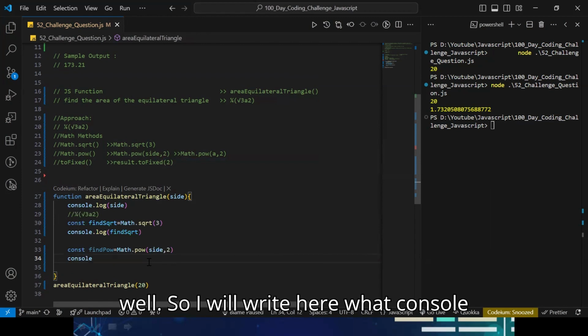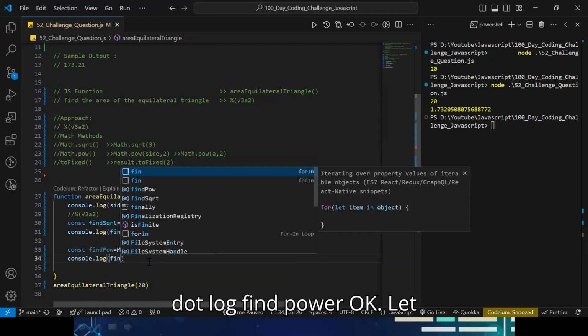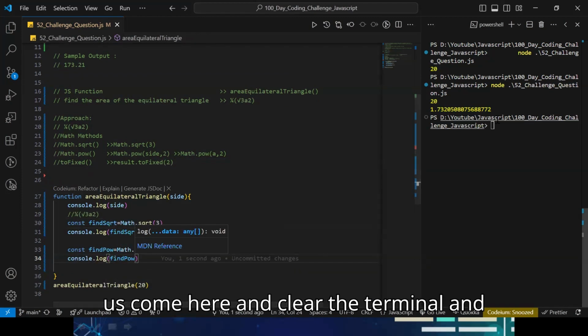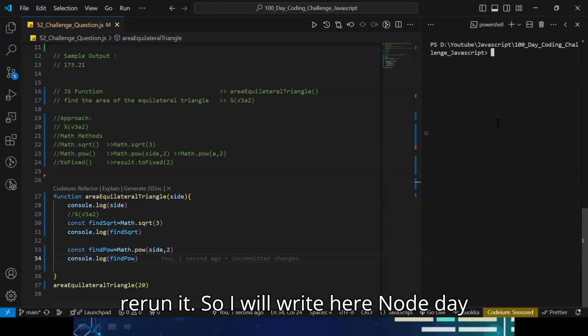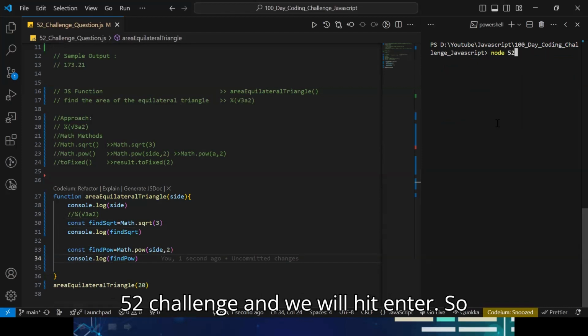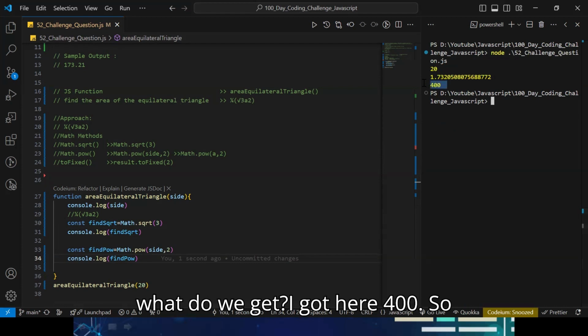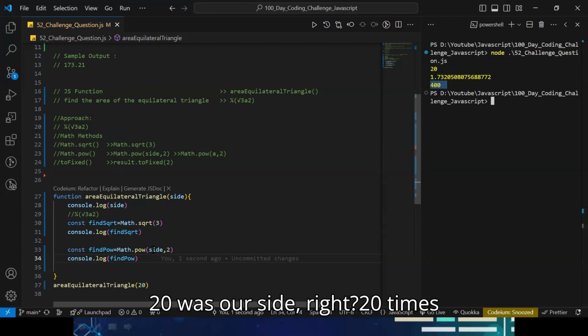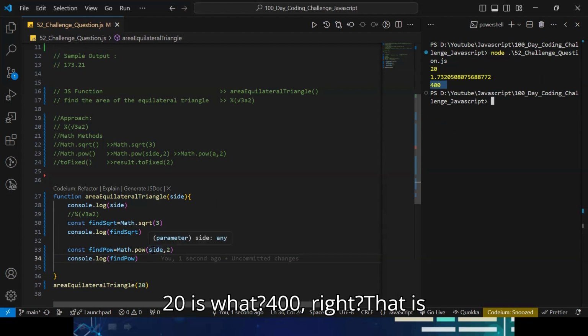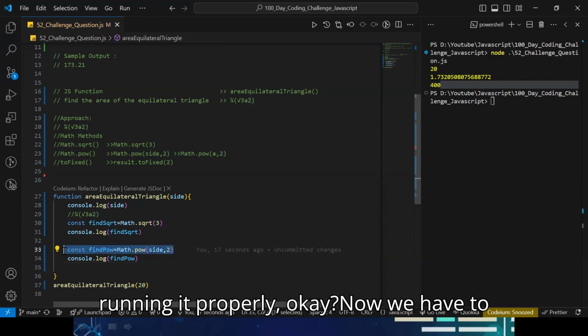Let us console that as well. So I will write console.log find power. Let us clear the terminal and rerun it. So I will write node day 52 challenge, and we will hit enter. So what do we get? I got 400. So 20 was our side, right? 20 times 20 is 400, right? That is what we are getting. So this is also running properly.